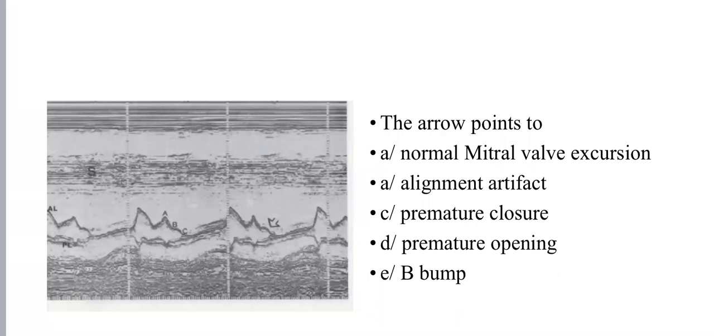E. It is B bump, indicating high LA pressure and diastolic dysfunction. Very good. So this is the B bump.